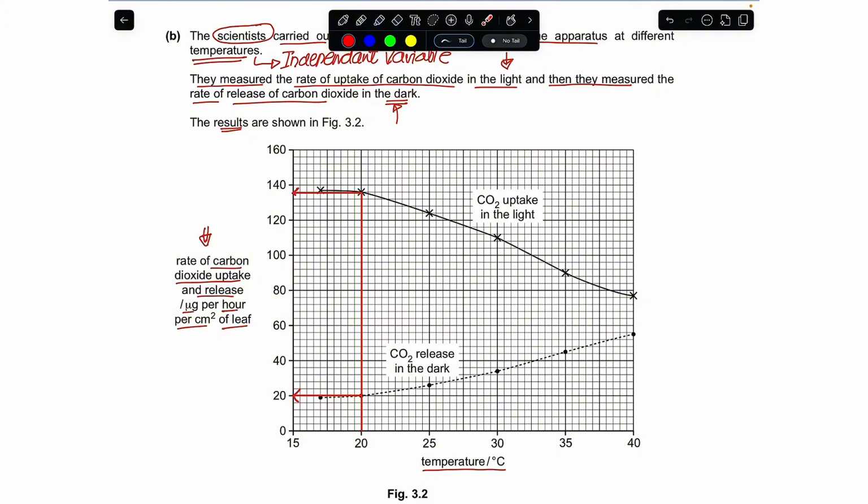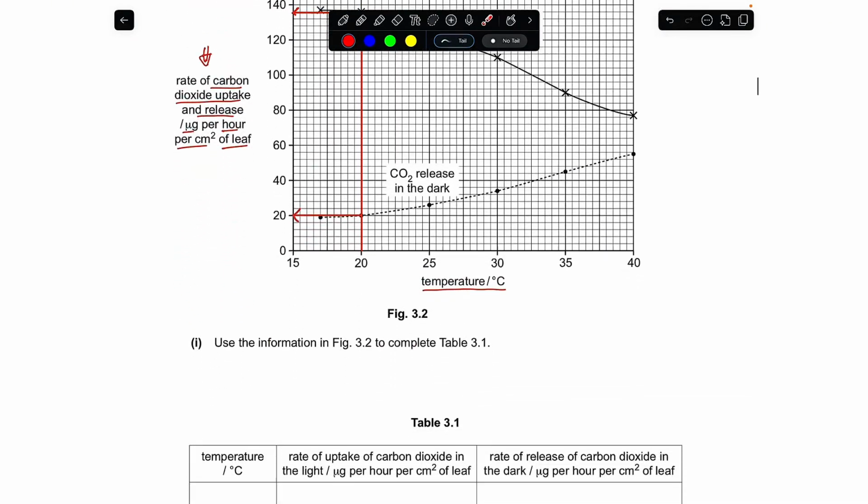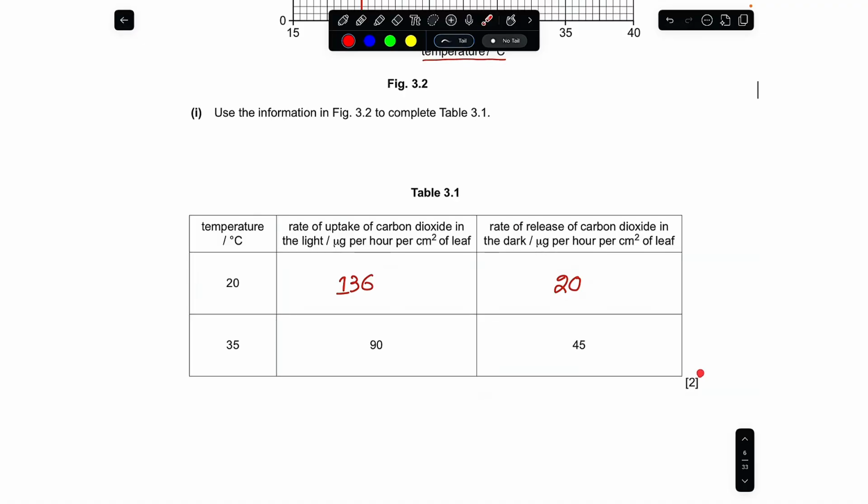At this point, you should not waste your time thinking about why the CO2 uptake in the light is decreasing with temperature and the CO2 release in the dark is increasing with temperature. You first go toward the question to see what the examiner has to ask. Now, here for 2 marks, what he has asked is to use information presented in figure 3.2 to complete table 3.1.